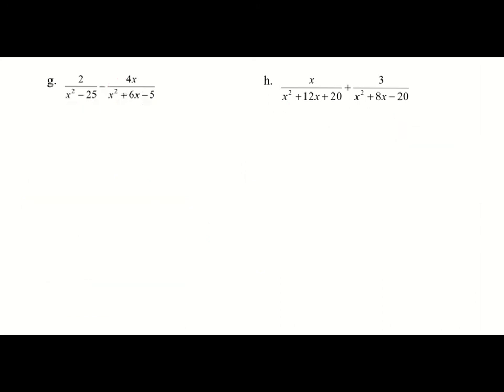All right, we are going to look at our last one, H, for this module, for Module 3. It's our last problem for our notes. And we are going to start off by factoring those denominators because they are not factored, so we got to factor them to find our LCD.